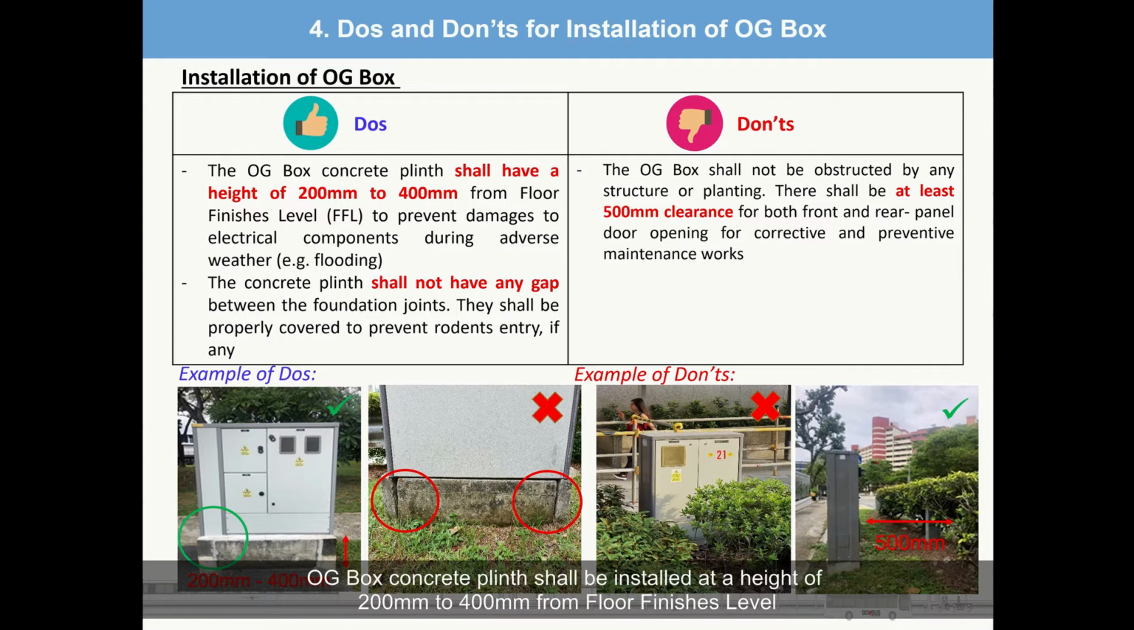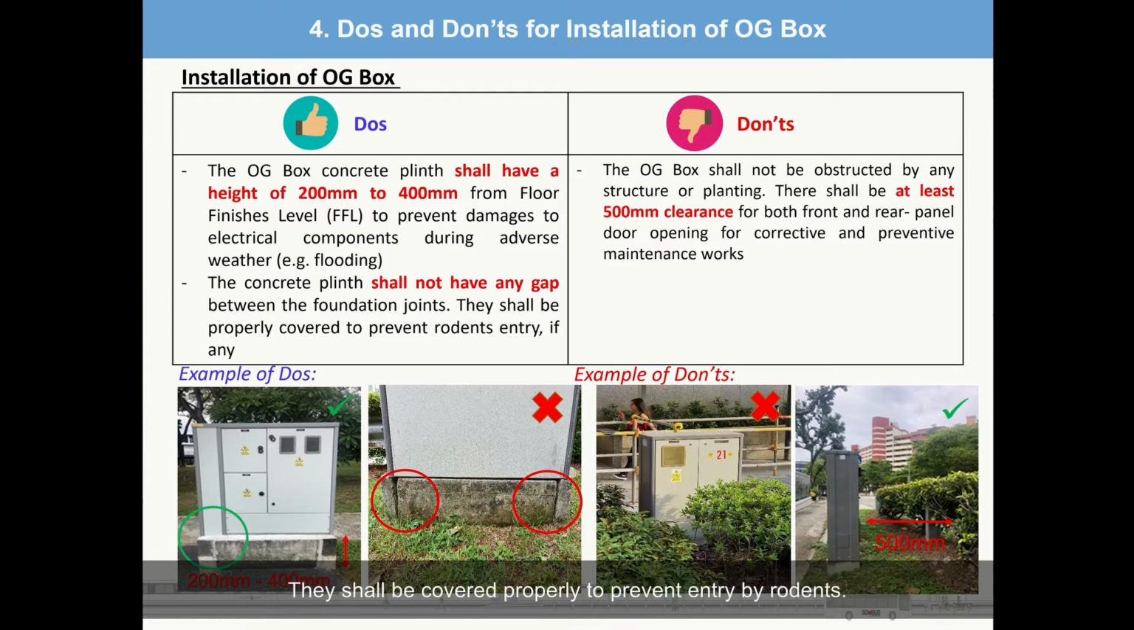OG box concrete plinth shall be installed at a height of 200 mm to 400 mm from floor finish level to prevent damage to electrical components during adverse weather, for example, flooding. Installation of the plinth shall not have any gap between the foundation joint. They shall be covered properly to prevent rodent entry, if any.